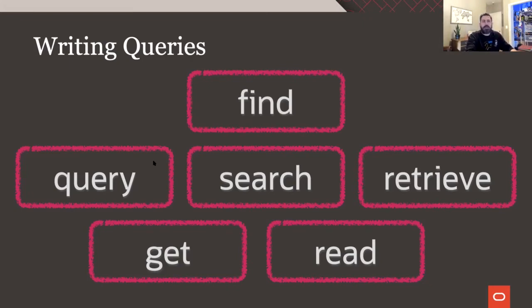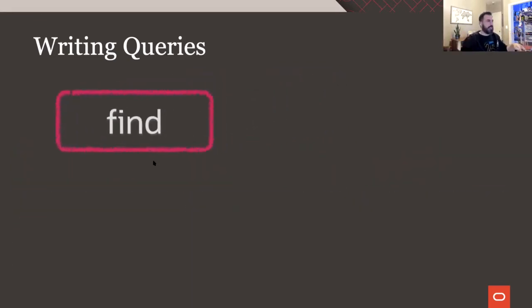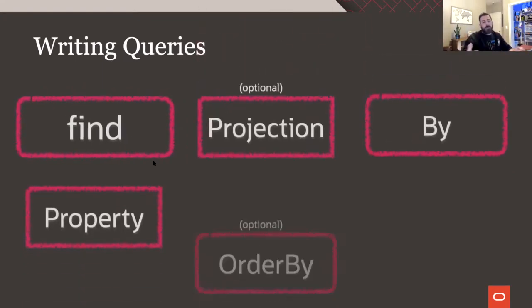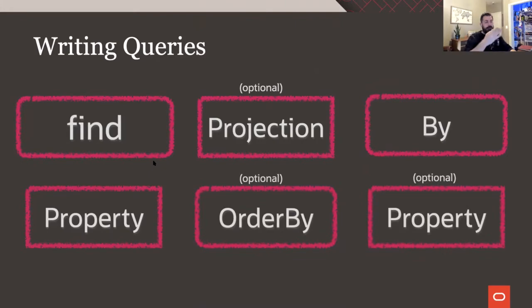So the first stem is called, I like to use find, but there's a number of different terms you could use, whatever makes you more comfortable, right? I like find, but you could use query, search, retrieve. There's a number of them. You could check the docs and see all the acceptable versions. So the rest of the pattern consists of different stems. Some of these stems are optional.